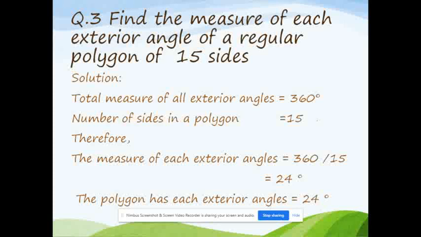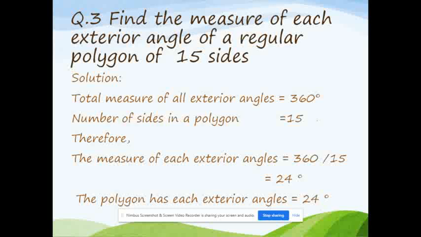This is your next question. Comparing this question with the previous question, you come to know: find the measure of each exterior angle of a regular polygon of 15 sides. Now we are going to find the angle of this polygon which has 15 sides.